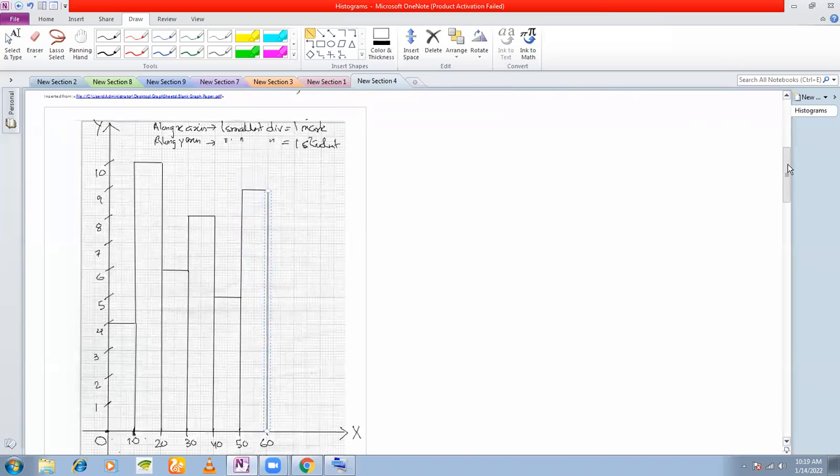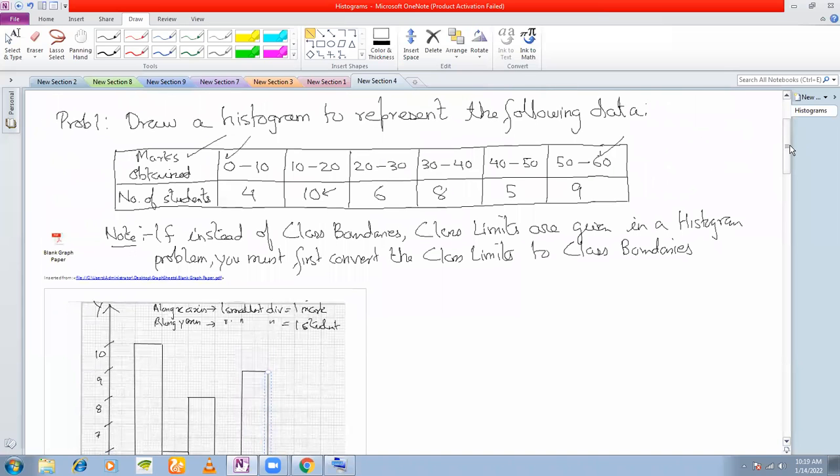Is this histogram clear, or any question you have on the histogram? No, sir. No question. Clear. Okay, so the histogram is clear. Now go through this problem. I wouldn't like to proceed any further with this. I'll stop here.